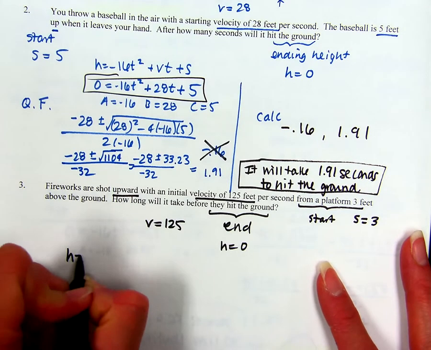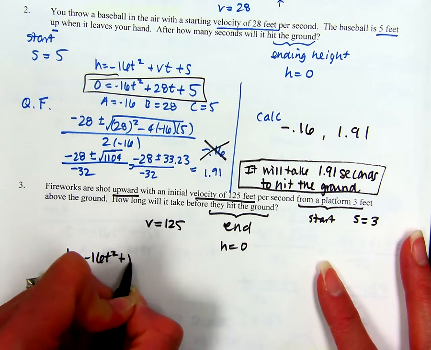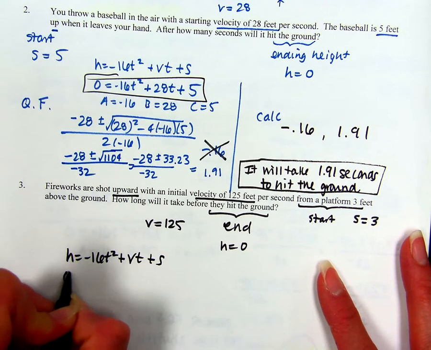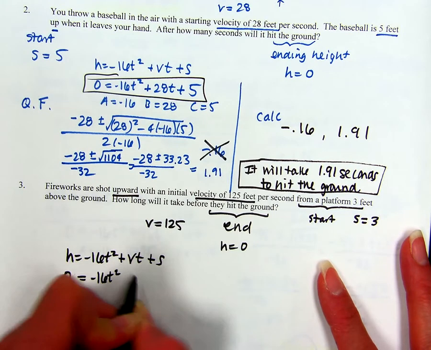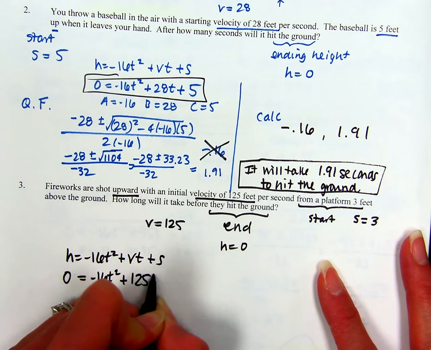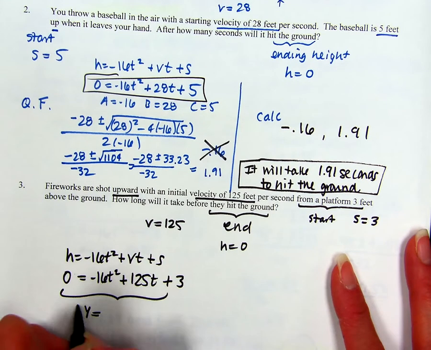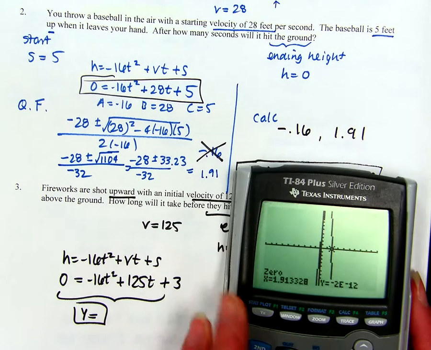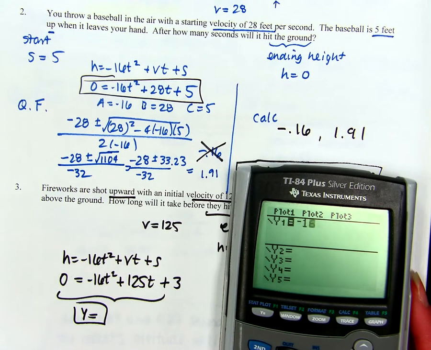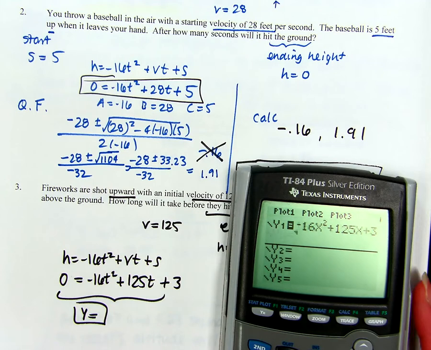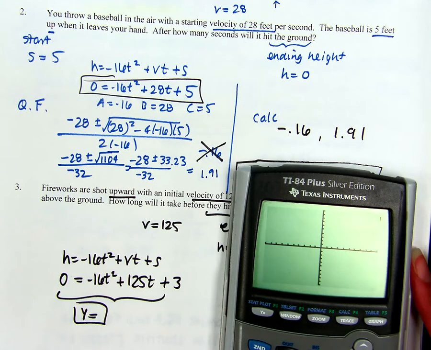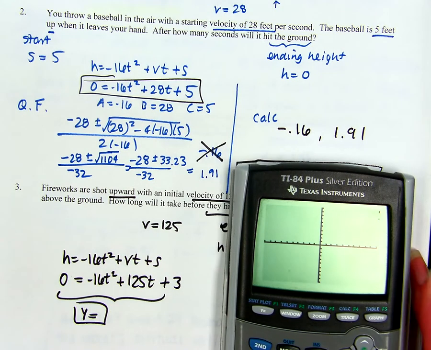We're going to do H equals negative 16t squared plus vt plus s. So 0 equals negative 16t squared plus 125t plus 3. All right, so go to y equals, put that in our calculator, negative 16t squared plus 125t plus 3. Okay, hit your graph, and you're looking for where are the two locations.